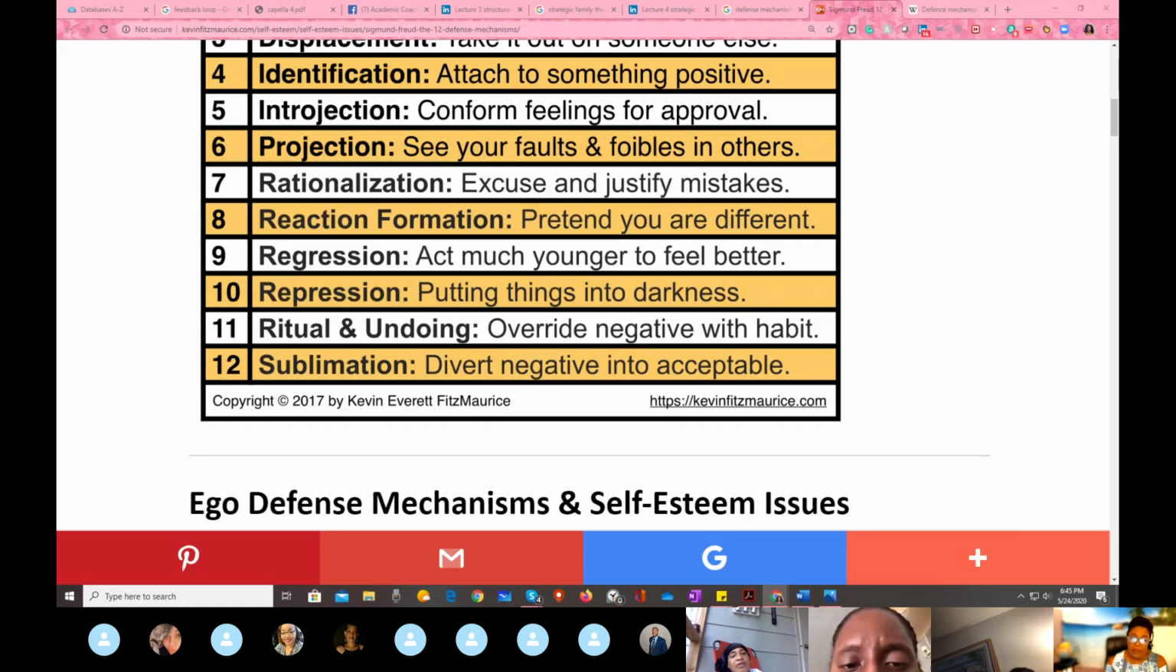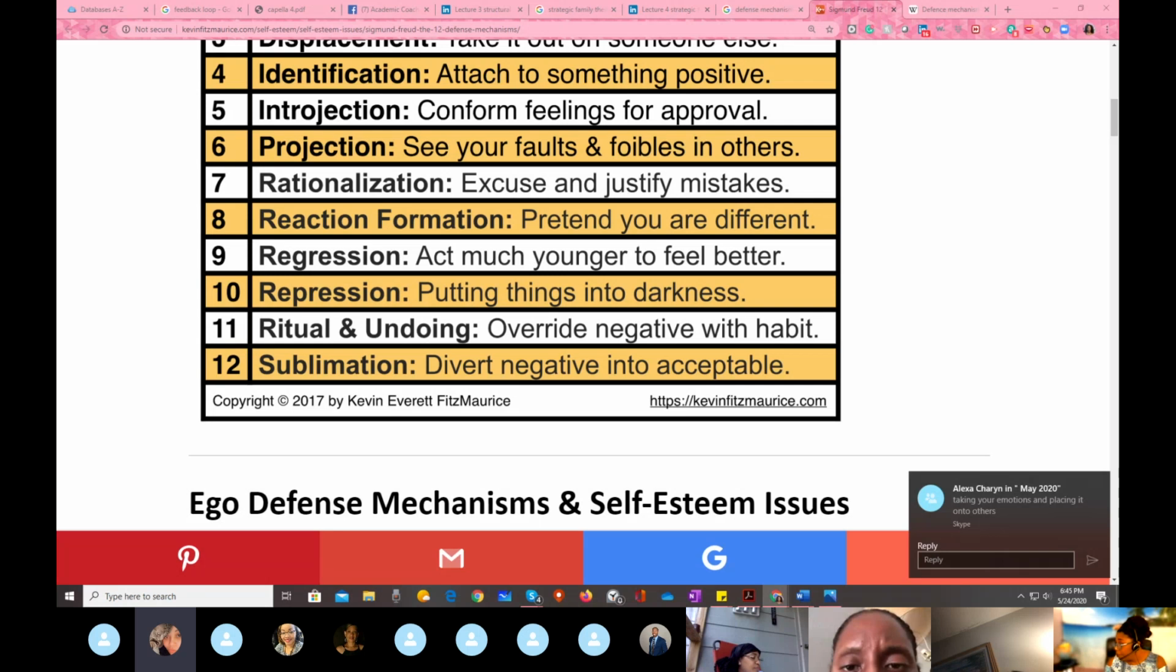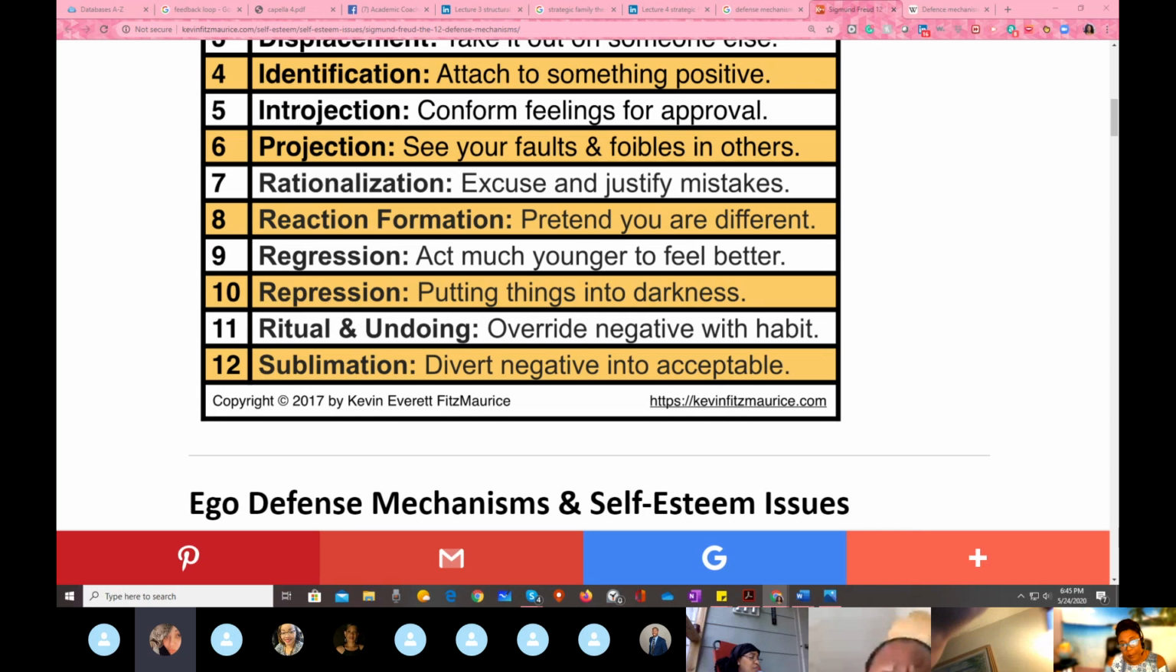Projection. I always think about the movie theater, that big old projector in the back. It's like taking your feelings or worries and putting them on someone else. For example, a male that is cheating, when he's going home, he's blaming his wife for infidelity. Yeah, exactly. That's a good example.